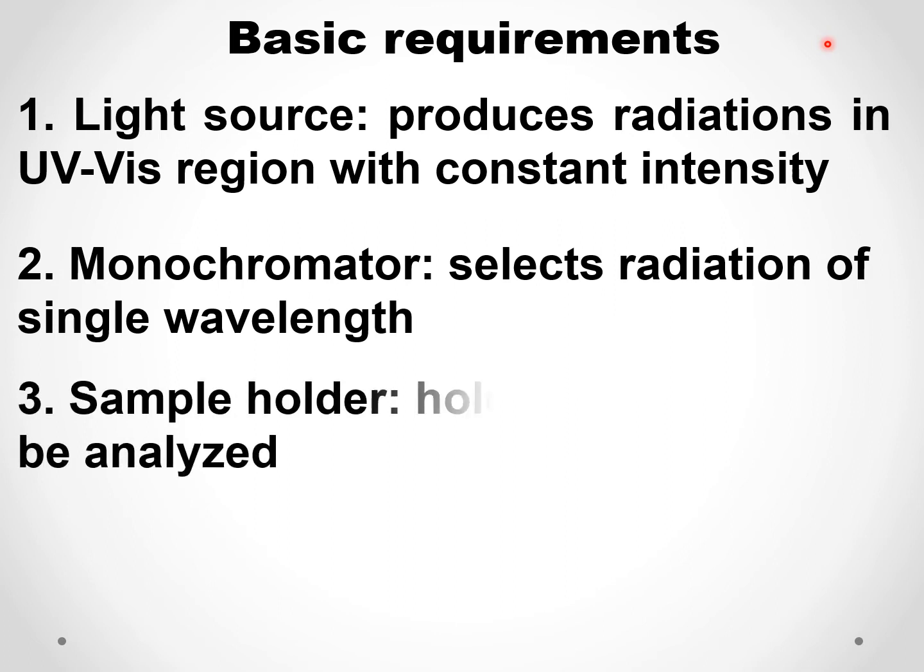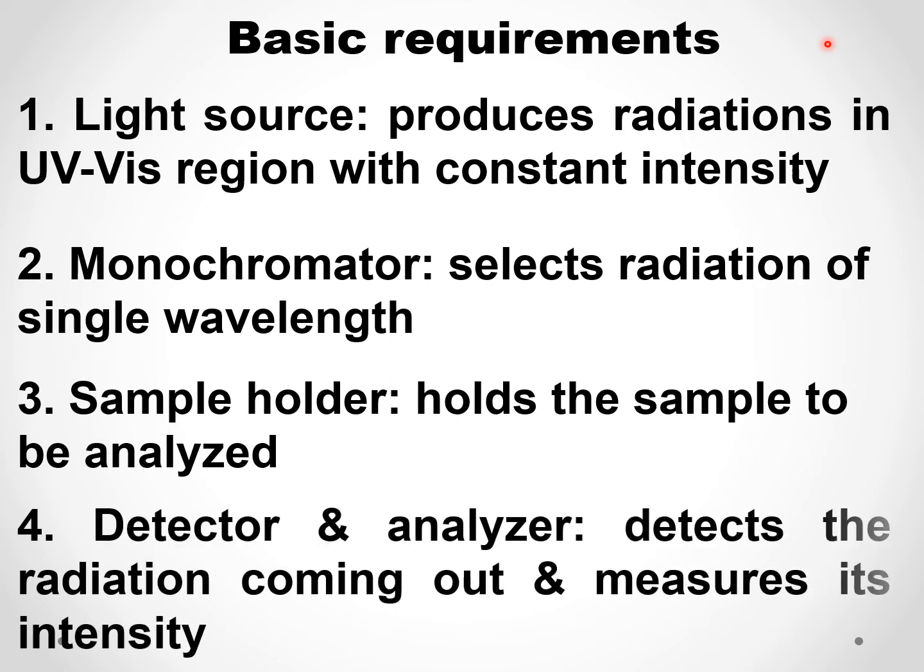That is a monochromator. Then you have a sample holder, which is a quartz tube which holds the sample. The sample is taken in the liquid state. And you have a detector and analyzer. It detects the radiation coming out and measures its intensity. The result goes into a computer. The computer generates the final result in the form of a graph. So these are the basic requirements.